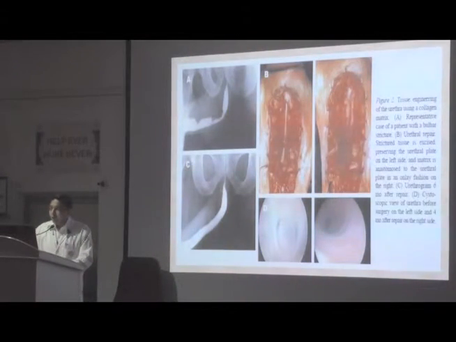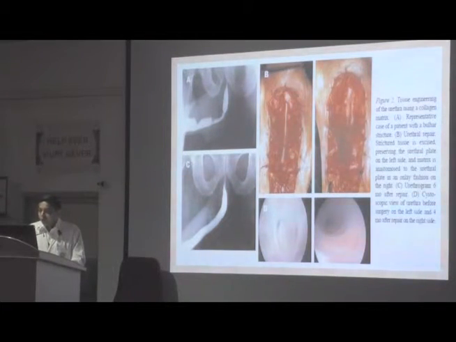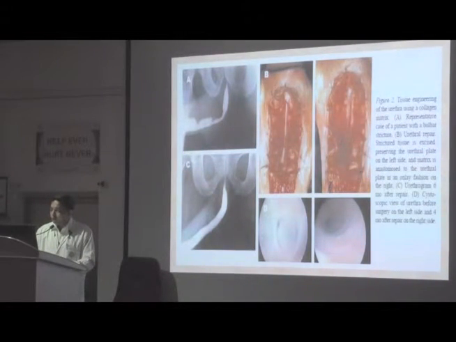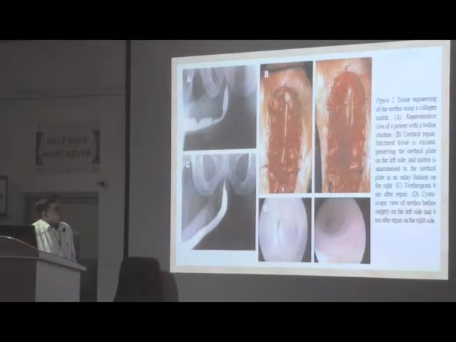This is one of the applications where tissue engineering of the urethra is using a collagen matrix, a representative case of a patient with a bulbous stricture. In the urethral repair, the stricture is excised, resulting in a urethral plate. Here the urethral plate is put on the left side in the matrix, and otherwise on the urethral plate in an onlay fashion on the right.